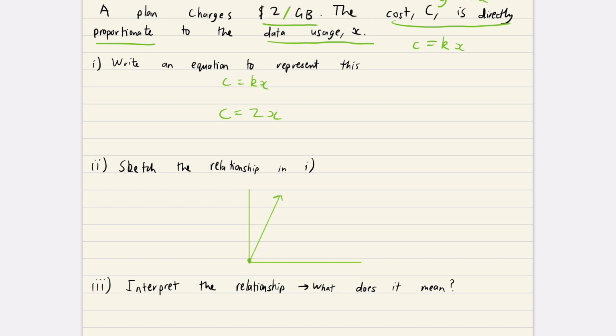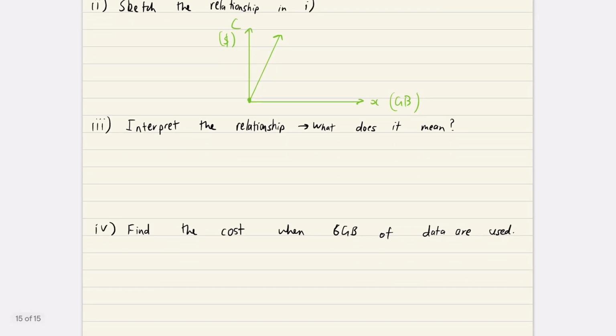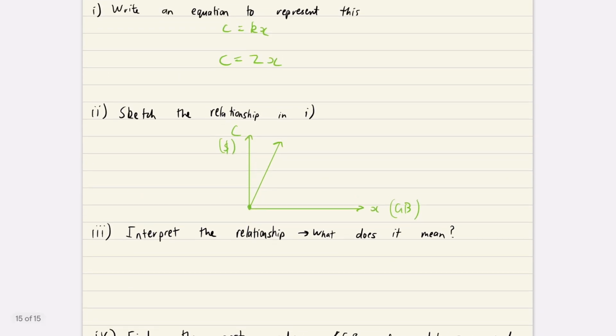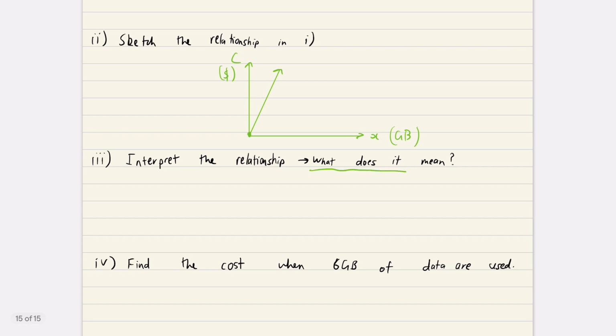So it's going to look something like that. All right, this is your cost axis, this is your x-axis, so we can write dollars there, and then we can write data usage. This is going to be in gigabytes. And that is it. That is simply a relationship, and that line will continue on to infinity. So it's nothing more to it than that. It's pretty basic. Part 3, interpret the relationship. So what does it mean? When you're asking what the relationship means, you're looking at the slope value, which is K. K equals 2, right? Which is $2 per gigabyte.